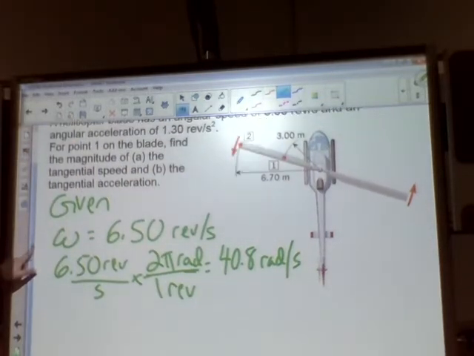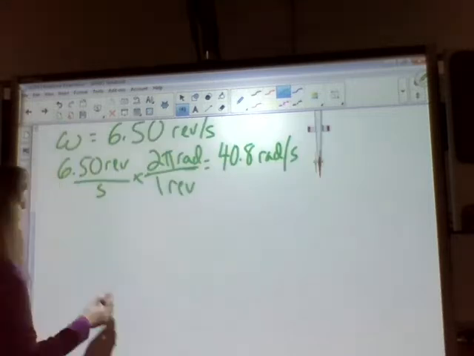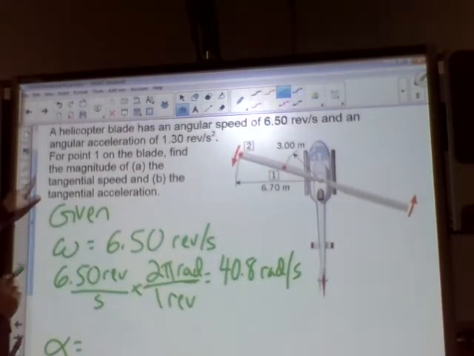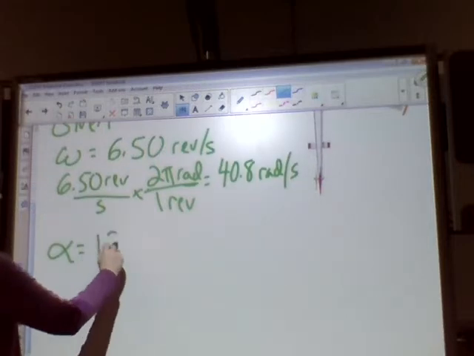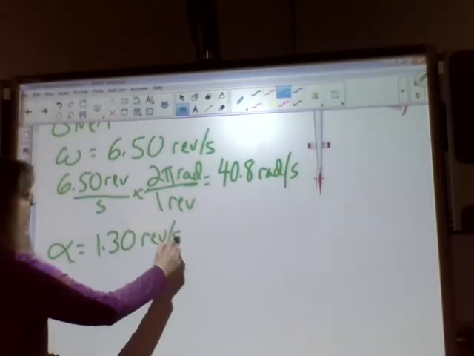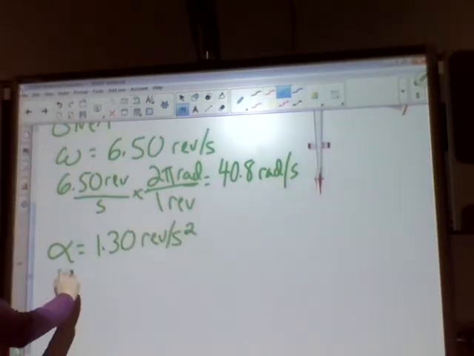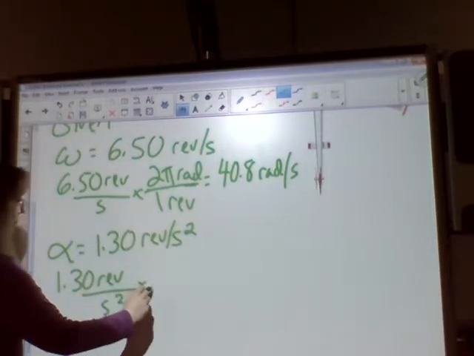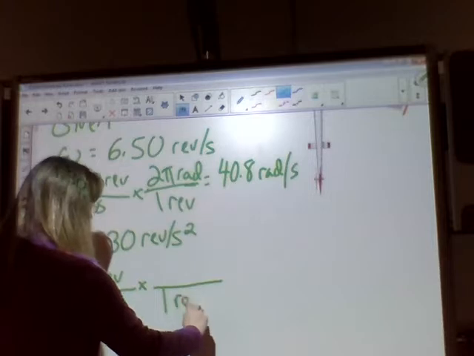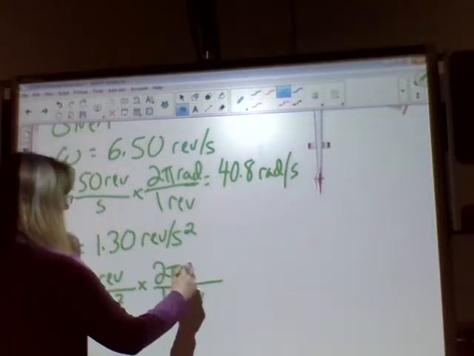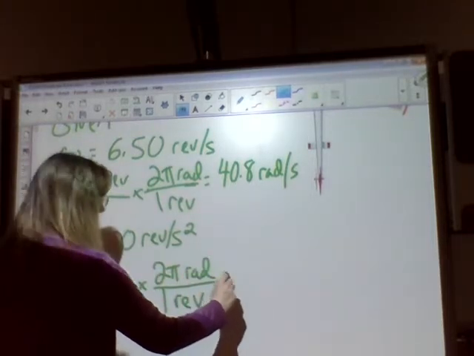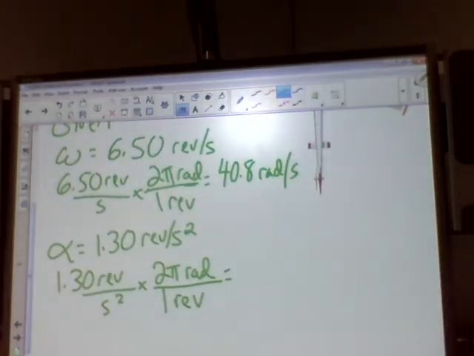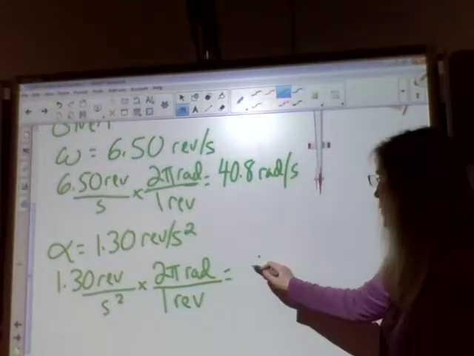Next, we are also given the angular acceleration, which is alpha. And we're given that as 1.3 revolutions per second squared. So again, we do have to convert that into radians per second squared this time. And that results in an angular acceleration of 8.17 radians per second squared.